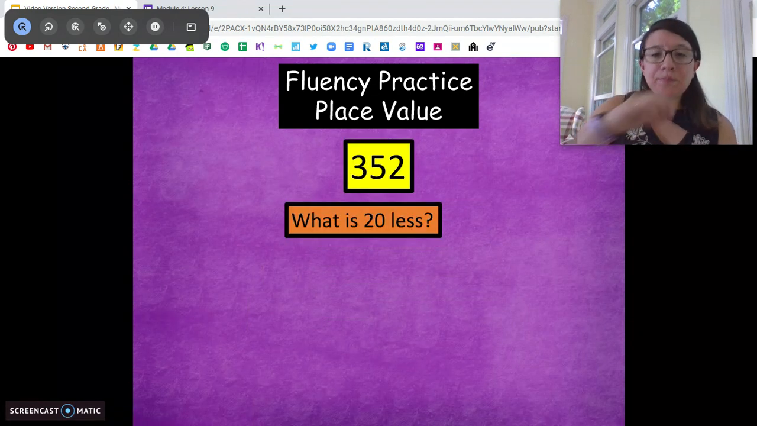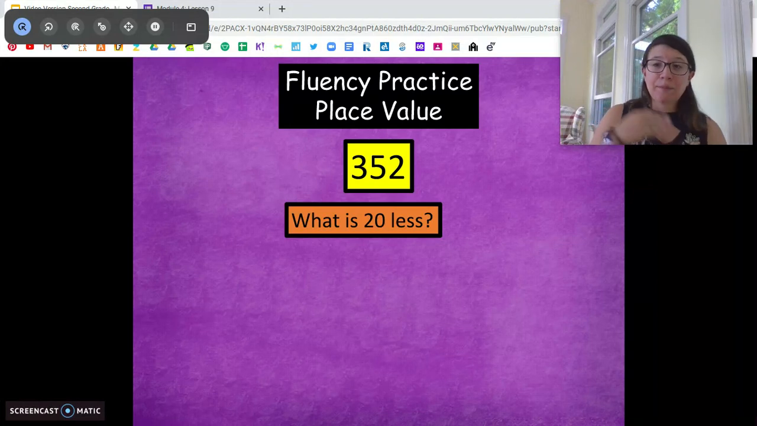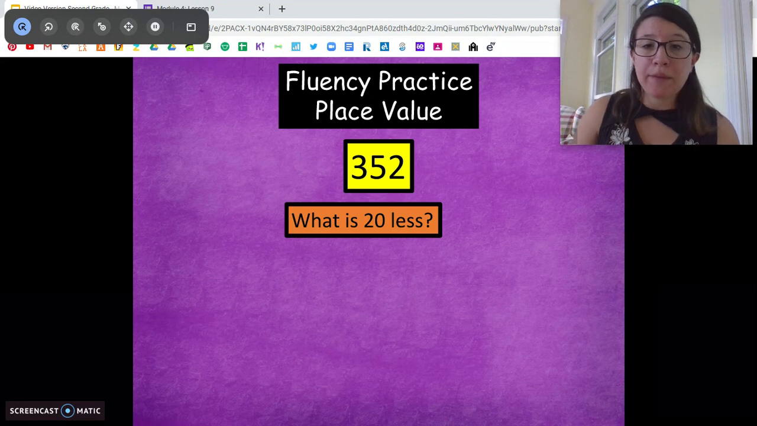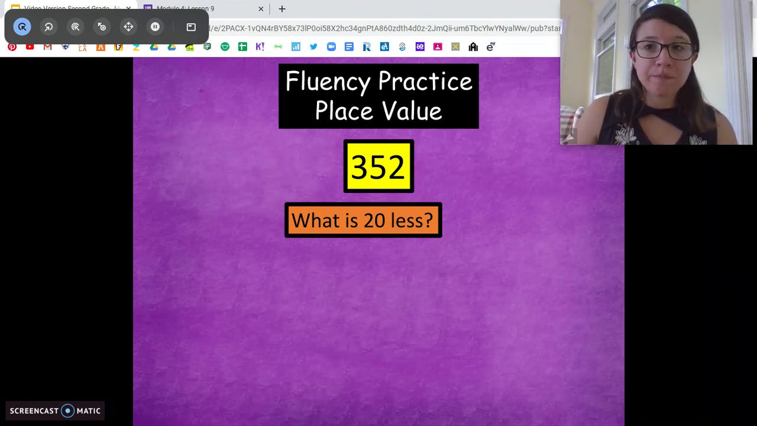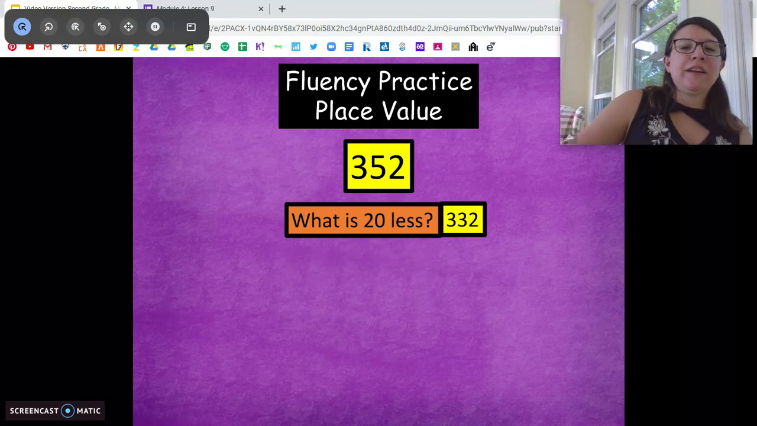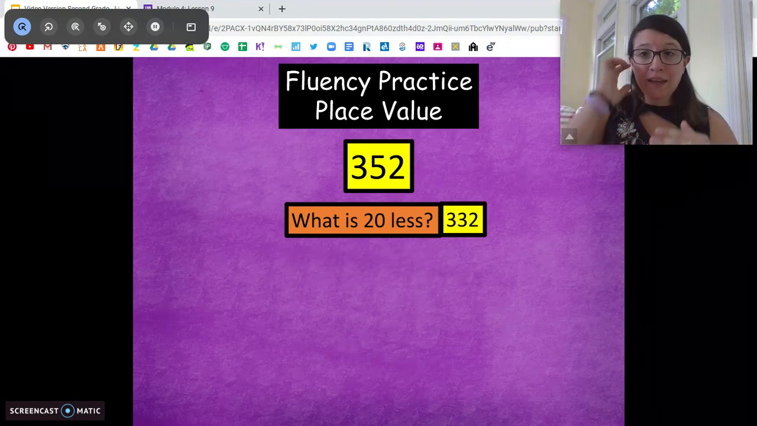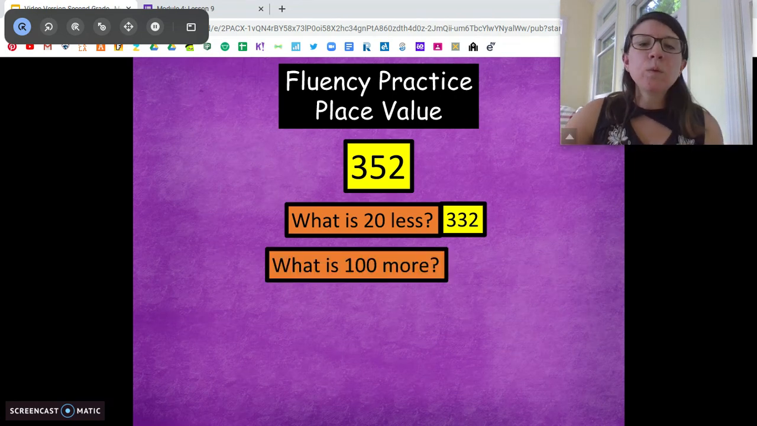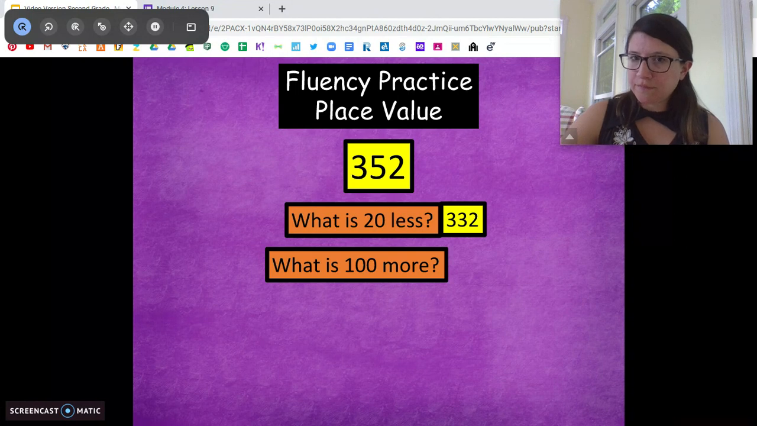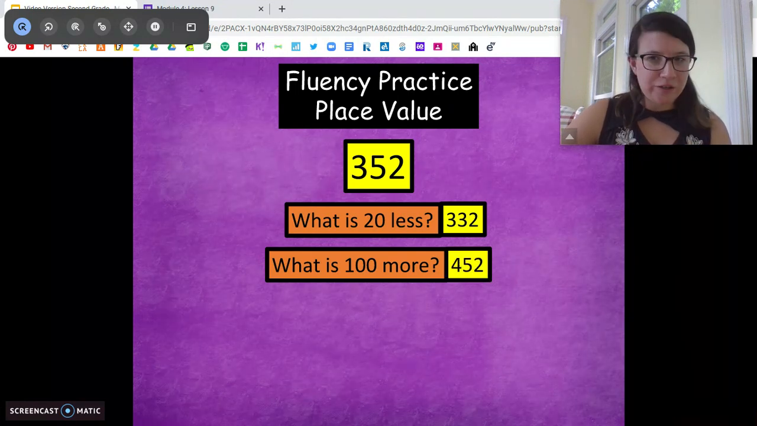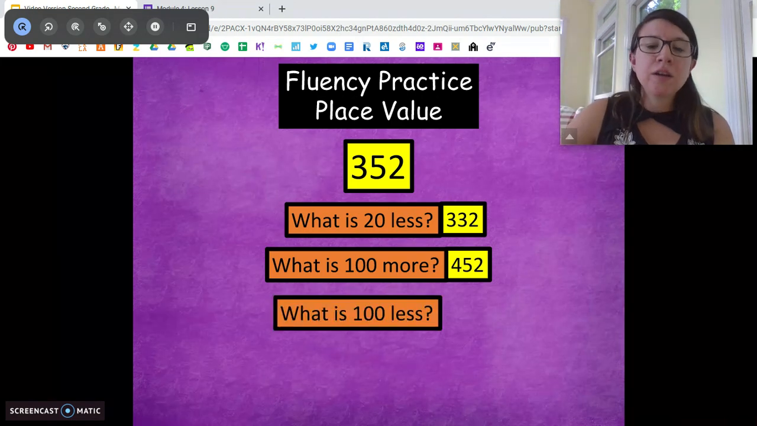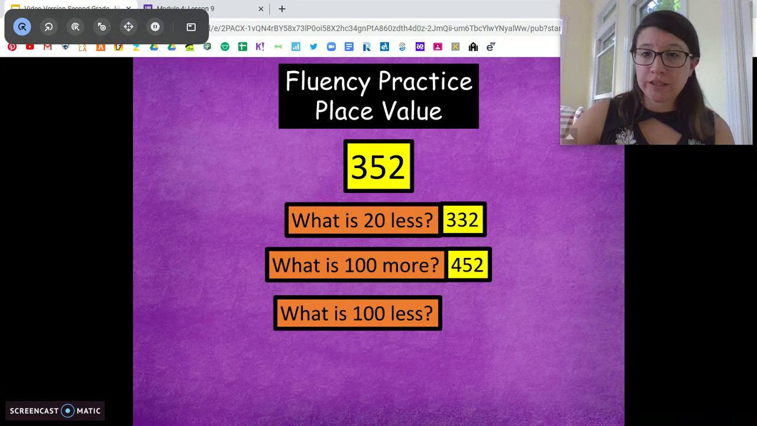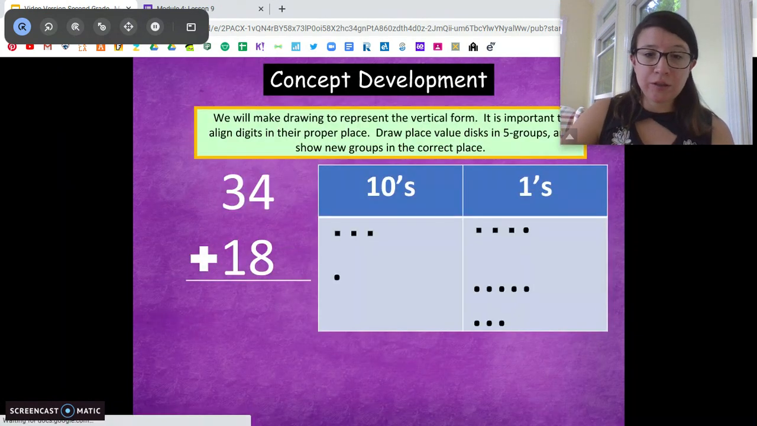Very good. Okay. What is 20 less? This time you're going to take 20 less away from 352. Solve it the same way. What number would that be? Good. 332. So we're going to take just that tens place, we're going to take away 2 tens, and we get 332. What is 100 more? 432. Awesome. Just changing that hundreds place. What is 100 less? Just change the hundreds place. We get 252. Awesome work.